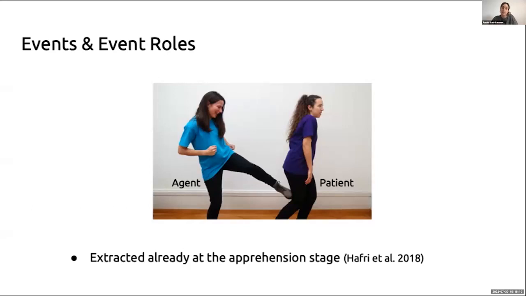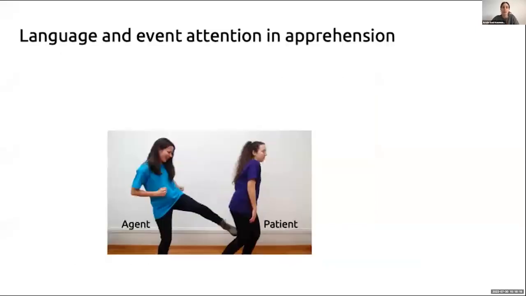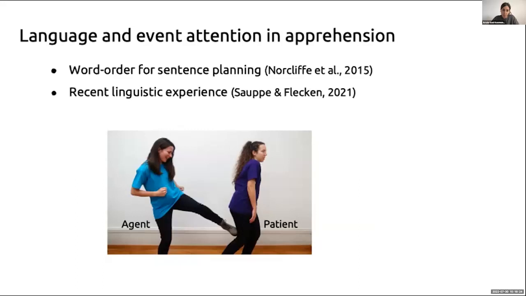So even when the task doesn't require participants to obtain information on agent and patient, they still do it. Now, an interesting question in this context is whether the apprehension of agent and patient roles can be affected by language. And there is some evidence that indeed word order for sentence planning or recent linguistic experience can affect how speakers look at agents and patients in events.